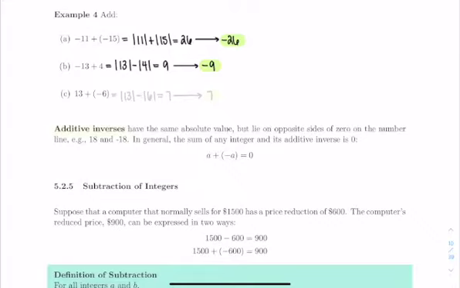Same thing with 13 plus -6. We want to subtract the smaller from the larger. So the absolute value of 13 minus the absolute value of 6, which is going to give me 7. And since 13 has the greater absolute value, and it was positive, that means we are going to keep this as just +7.